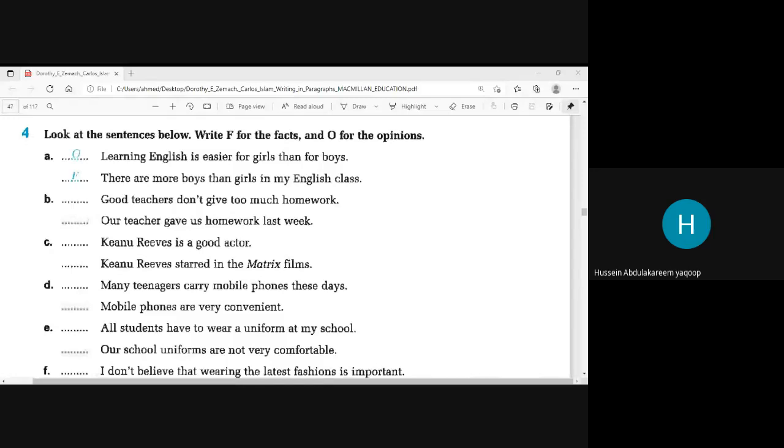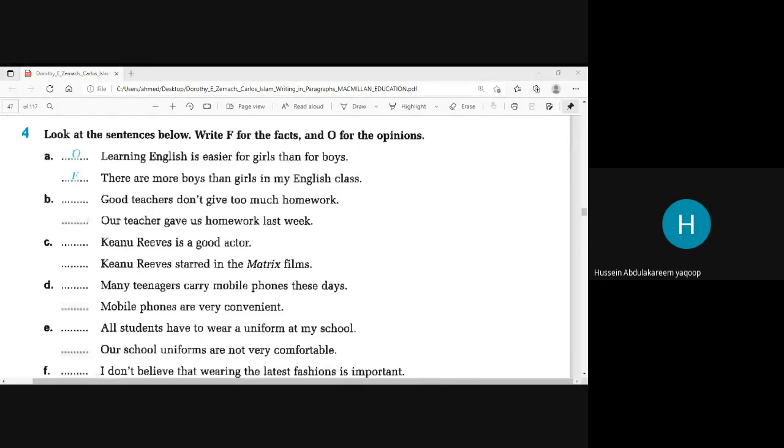Well, the second part goes to Futuh Abdul Fattah. Yes, doctor. Our school uniforms are very comfortable. Opinion. Comfortable. Okay, so this is what? Opinion. That's okay. Thank you very much.